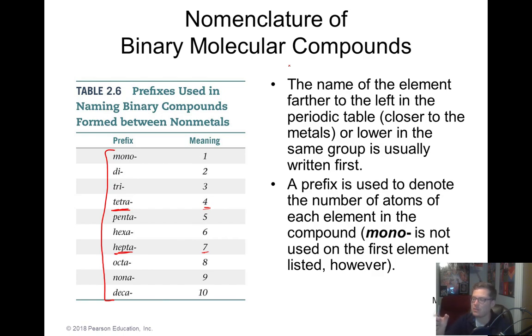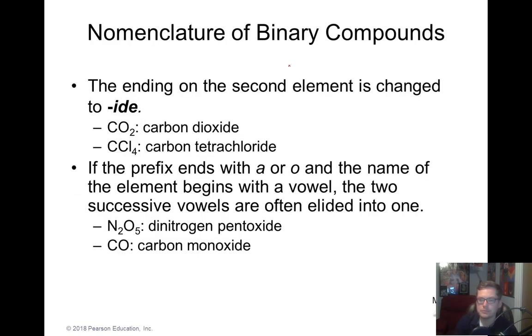The second element, the one that's farther to the right on the periodic table, you're going to change its last ending part to "ide," just like in the ionic compounds, and you're always going to add the prefix. This kind of just walks you through it. So the ending of the second element is changed to "ide."